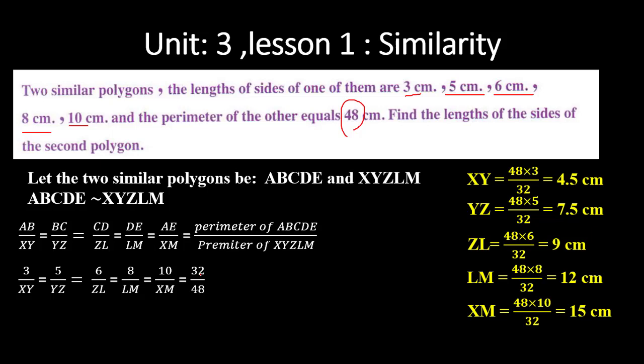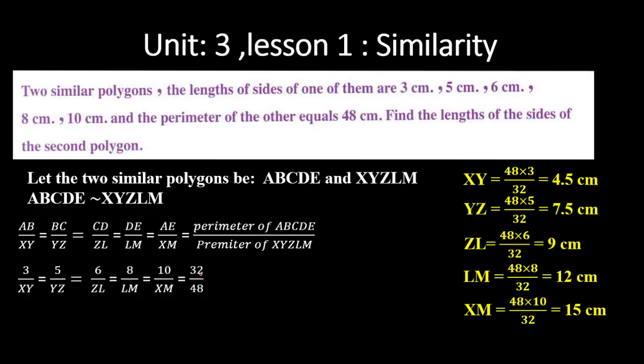So we calculated at first the perimeter of the first polygon, and we have the perimeter of the second polygon, and we said that the ratio between perimeters is the same as the ratio between sides. So we get the ratio between sides, and from the ratio between the corresponding sides we can get the length we want.